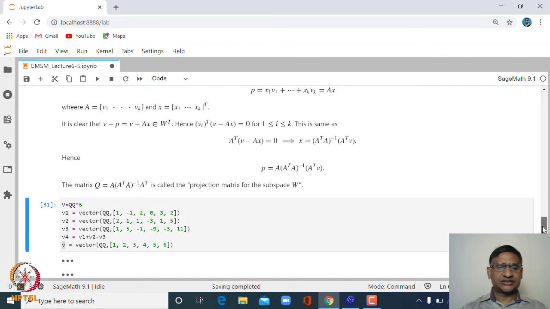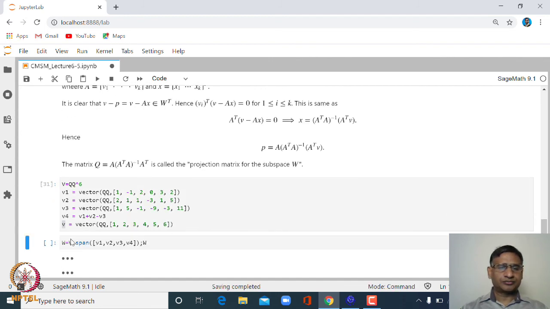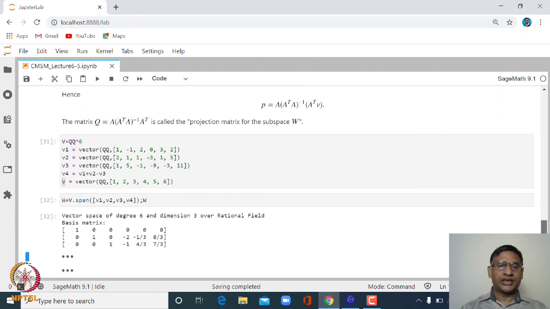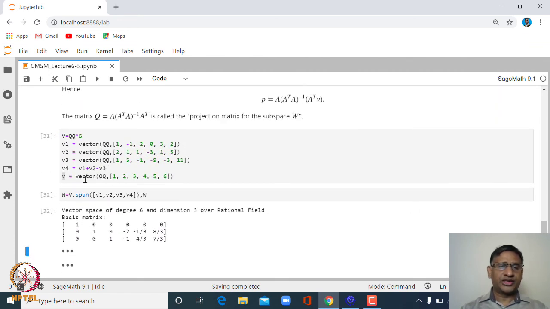So let us define W to be the linear span of these vectors V1, V2, V3, V4. Here V1, V2, V3, V4 are not linearly independent. In case you can see here, V4 is V1 plus V2 minus V3. So each row, there are three, this is a 3-dimensional subspace W. So these 3 rows are the basis vectors.